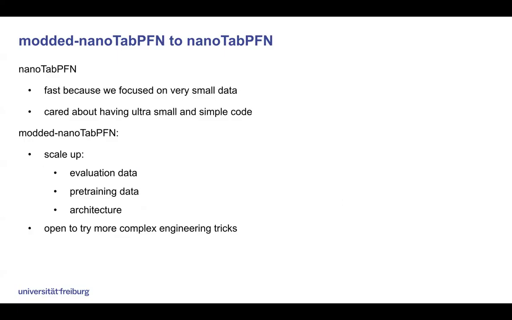Well, there's a difference. In nanoTabPFN, we focused on very small data, and we cared about having ultra simple and small code. Whereas in modded nanoTabPFN, we scale up the evaluation data to 1000 data points and 100 features, and the pre-training data, and we also scale up the architecture. And in modded nanoTabPFN, we are open to trying much more complex engineering tricks, which make the code harder to understand, because we just care about improving the speed run, and we don't care about it being readable or lightweight.